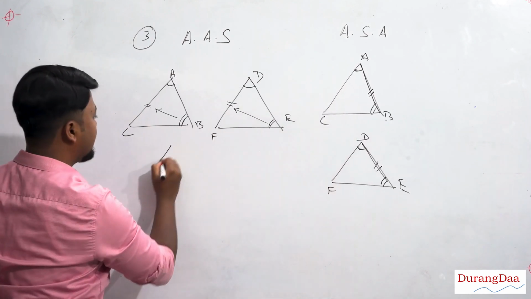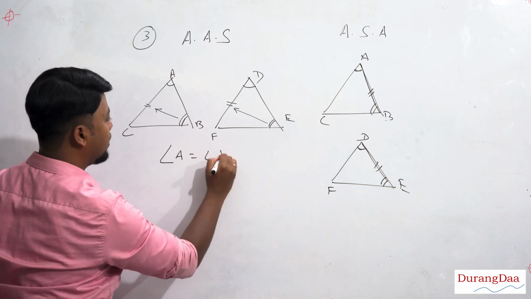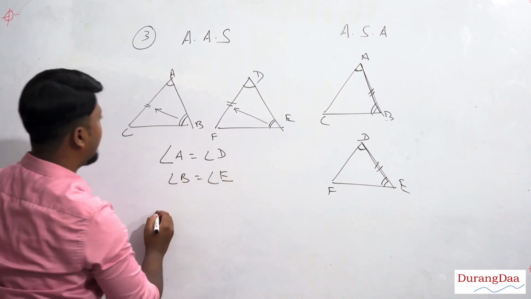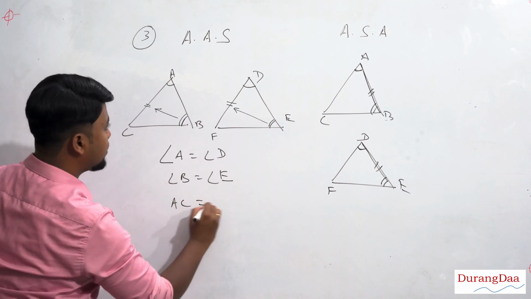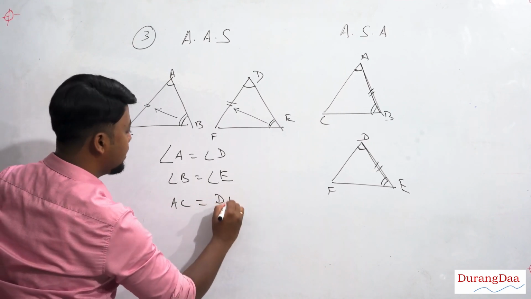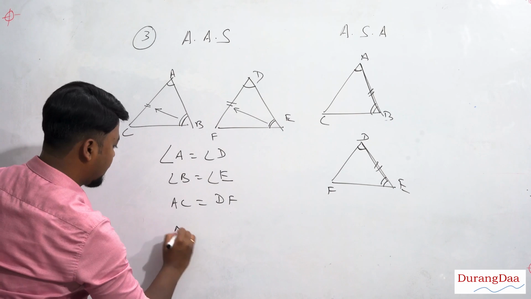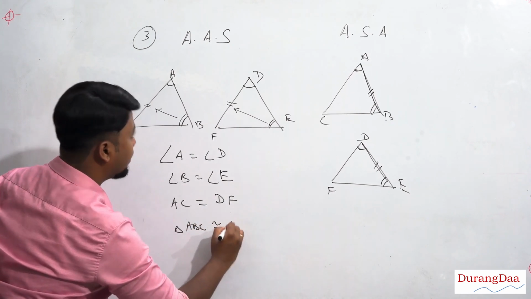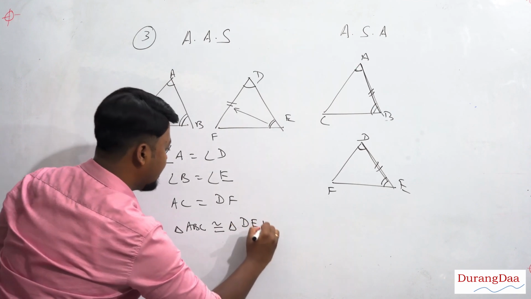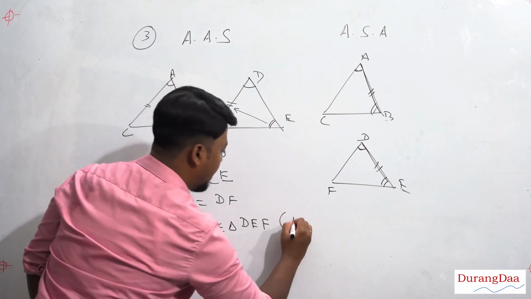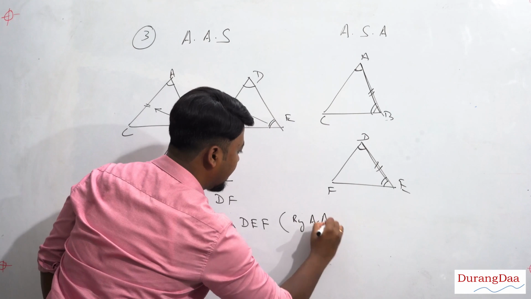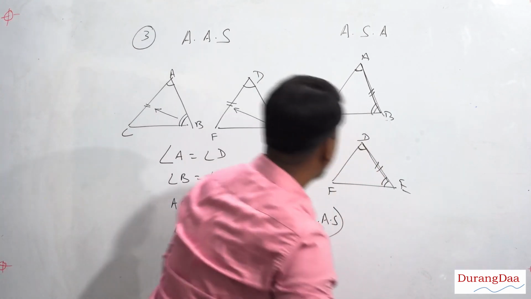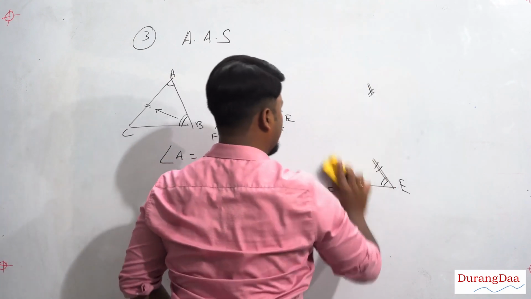But for this situation, clearly the side which we are talking about is opposite to the equal angles, right. So, in this situation we can write angle A equals angle D, angle B equals angle E, and finally AC equals DF. Now, we can write triangle ABC is congruent to triangle DEF, all right, by angle, angle, side.